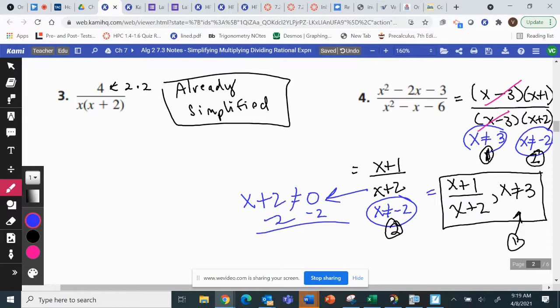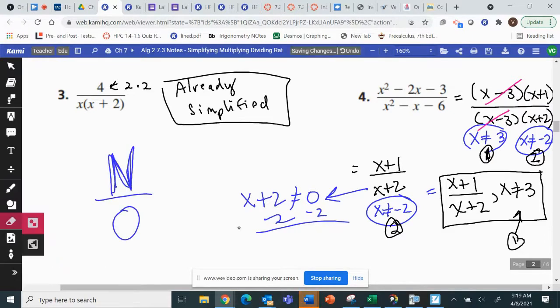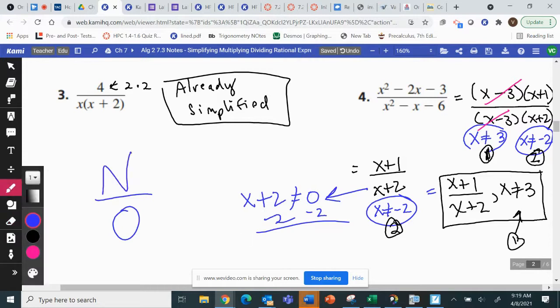Because 0 can be on the top of a fraction. We cannot have a number over 0 ever, but you can have 0 on the top. Good question. Why doesn't the top matter? Because we can have 0 on the top. Just can't have 0 on the bottom.